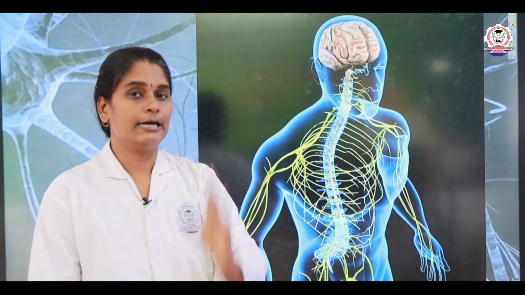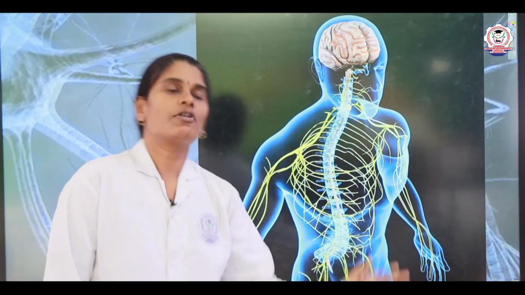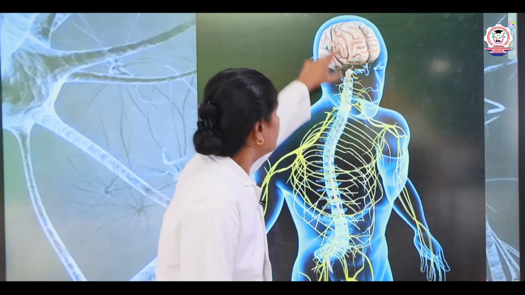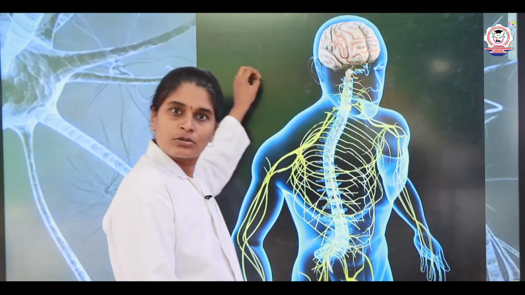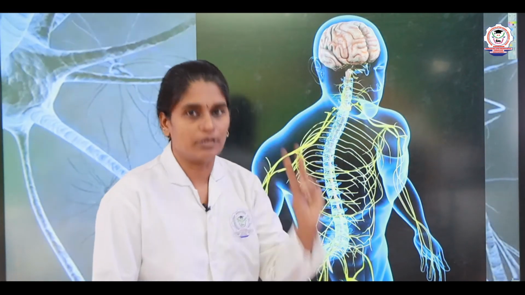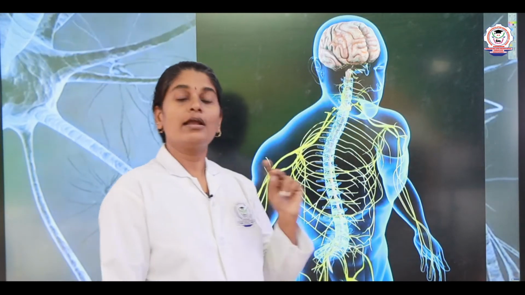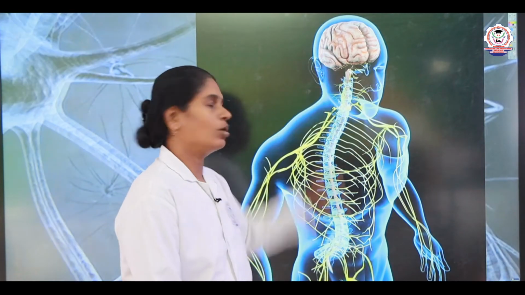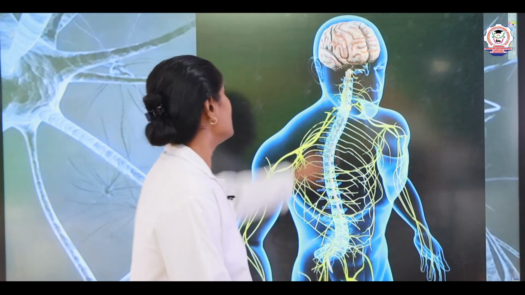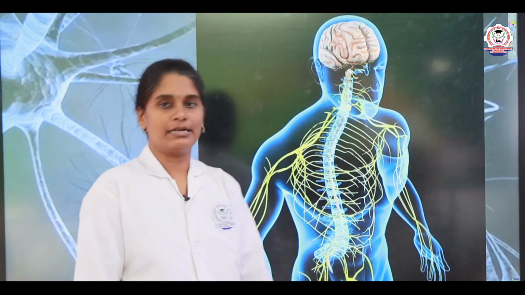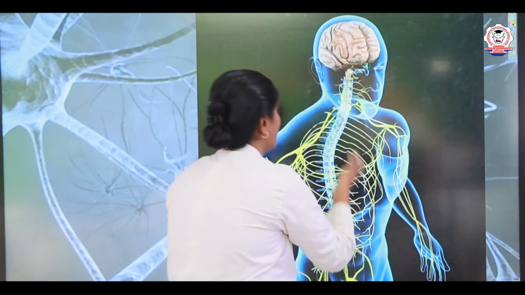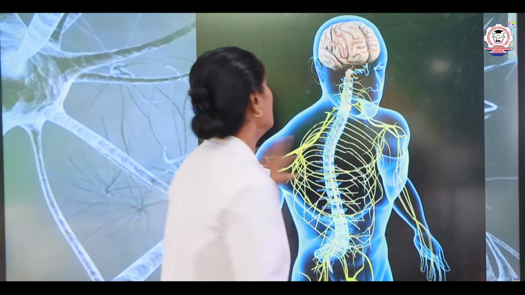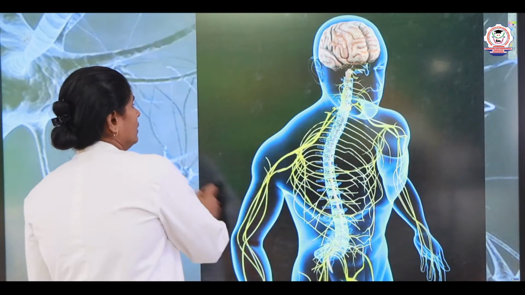What are the nerves? The nerves that arise, that originate from the brain, are called cranial nerves. From the brain many nerves arise, nearly 12 pairs of nerves. And the nerves that arise from the spinal cord are called spinal nerves. There are nearly 31 pairs of spinal nerves. So, the cranial nerves and spinal nerves come under the peripheral nervous system. Clear? Right.